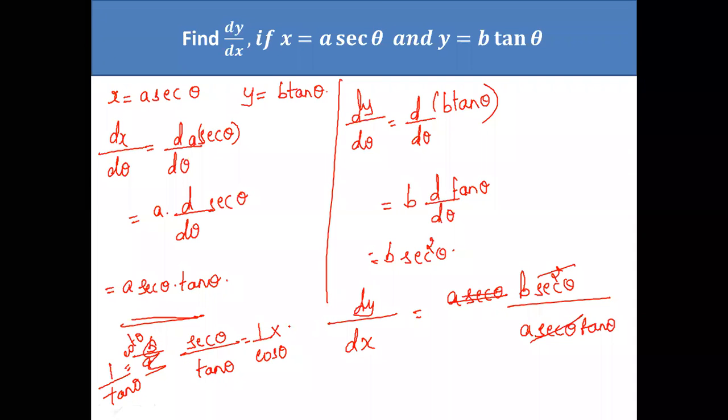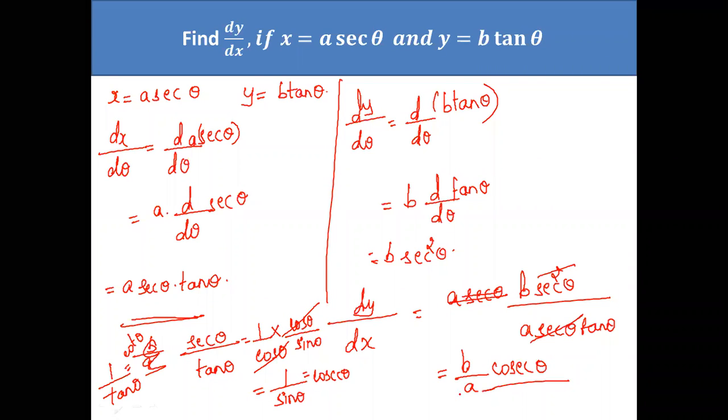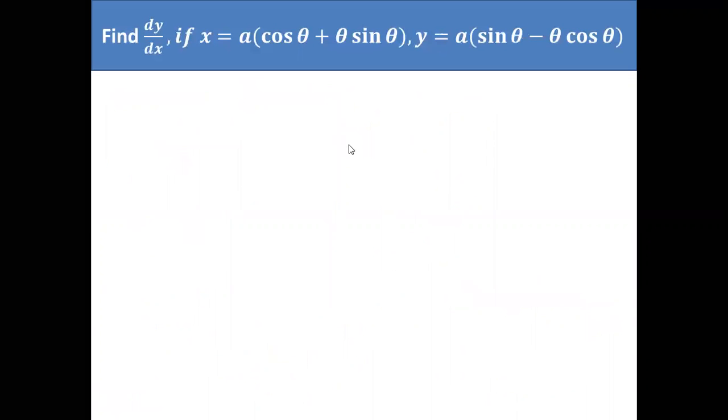What is cot theta? Cot theta is cos theta by sin theta. Correct? So I can cancel cos and cos, and I'll be remaining with 1 by sin theta. What is 1 by sin theta? It is cosecant theta. So secant theta by tan theta is always cosecant theta. So your answer is b by a cosecant theta. Hope you have got the answer. We'll move to the next question.